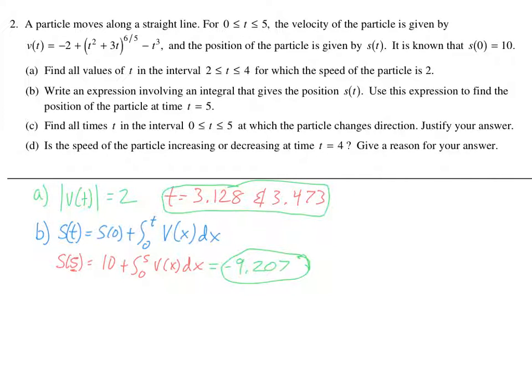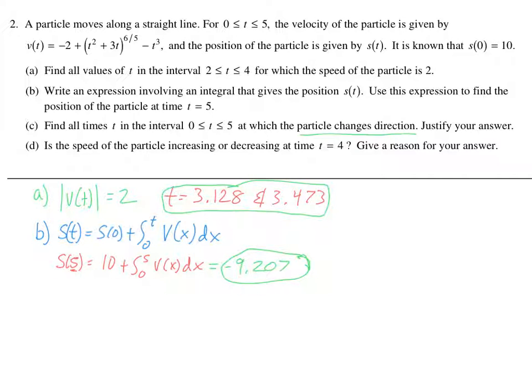Next problem, C. Find all times on the interval 0 to 5, so we're back to the 0 to 5, for which the particle changes directions. Justify your answers. Okay, it's the first time we had to justify. So we're changing directions. And be aware, in the back of our minds, let's keep justifying in our heads. We'll get to that, but let's find out where it changes directions.